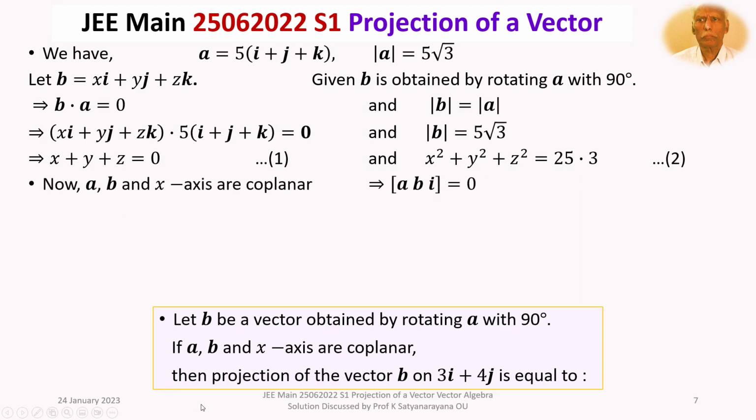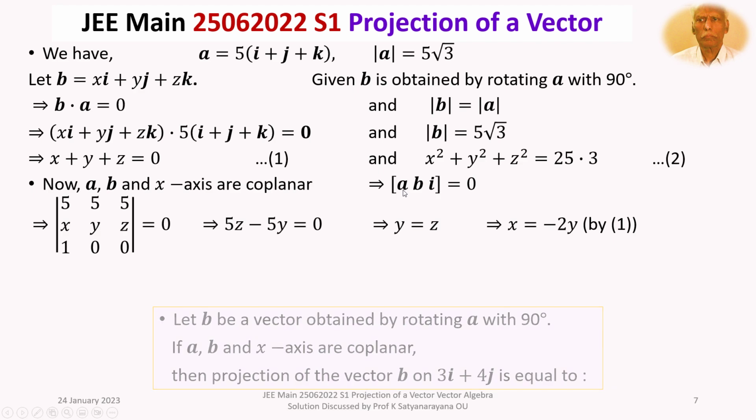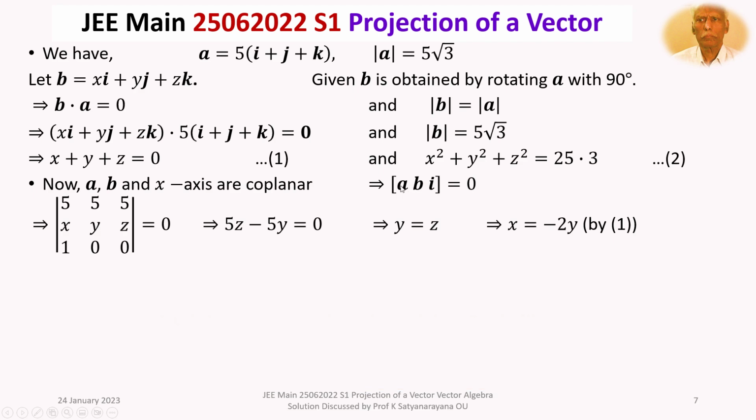Now, it is further given that the vectors A, B and the x axis are coplanar. That means the vectors A, B and i, since on the x axis we take i, are coplanar. So the scalar triple product of A, B, i is 0. We write down the determinant: the components of A in the first row, 5, 5, 5, the components of B, x, y, z, and the components of i, 1, 0, 0.